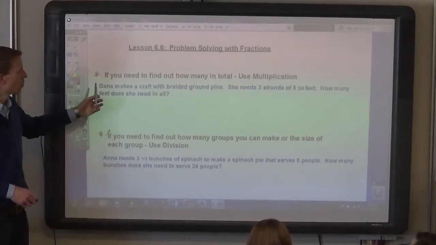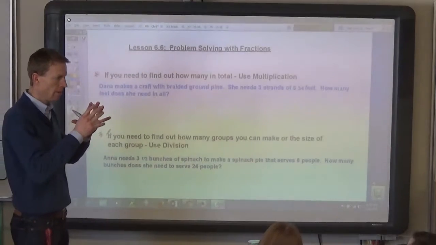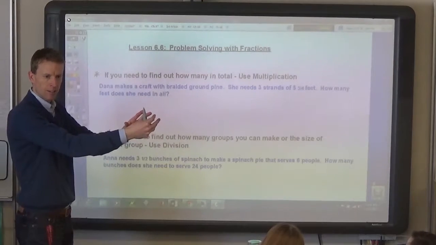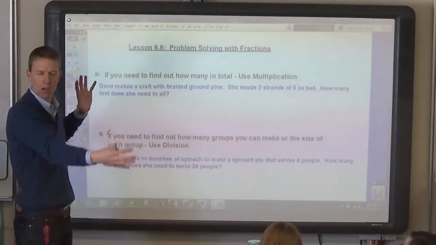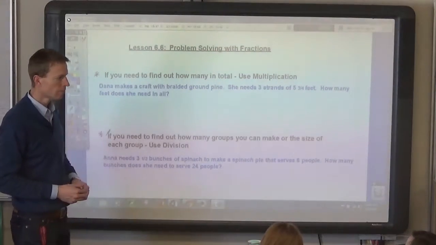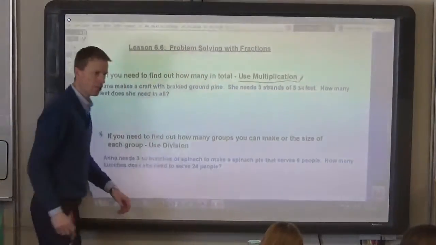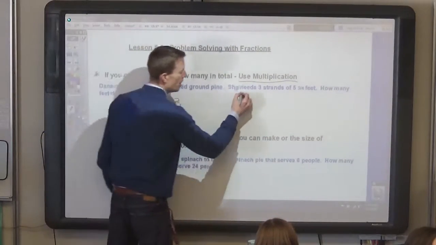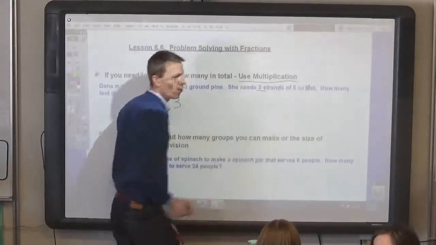So what we're doing is we're reading this problem and we're trying to find out, is this something where I am starting with a large amount and figuring out how many groups I can make? Or am I given the size of the groups and trying to find the total amount? In this first one, you're trying to find the total amount, right? And so usually you use multiplication for that. She needs 3 strands, and each strand is 5 3/4 feet.